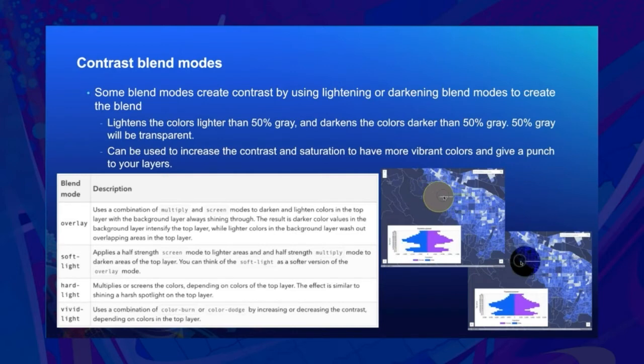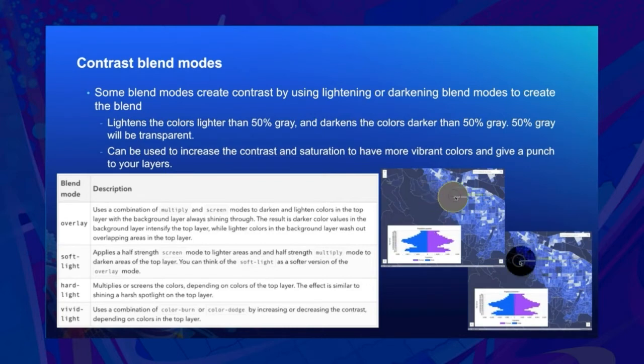This blend mode uses the combination of multiply and screen modes to darken or lighten the colors in the top layer, with the background layer always shining through the top layer. The result is the darker color values in the background layer intensify the top layer, while the lighter colors in the background layer will wash out the overlapping areas in the top layer.